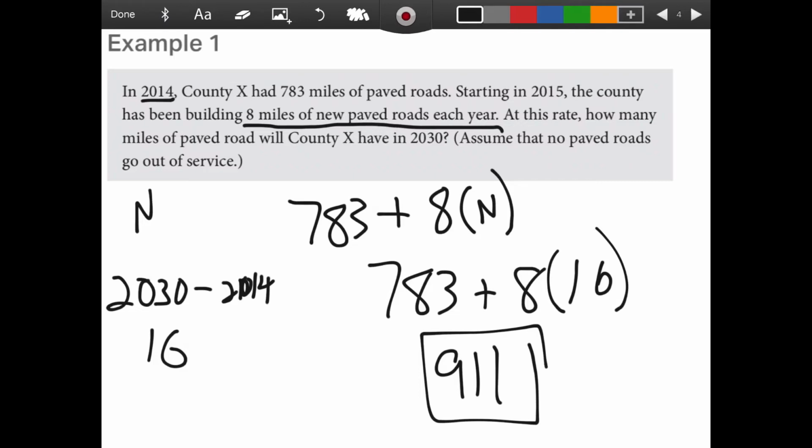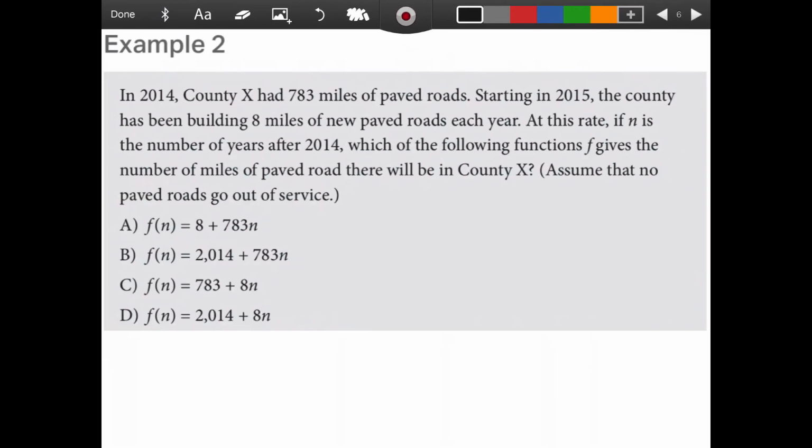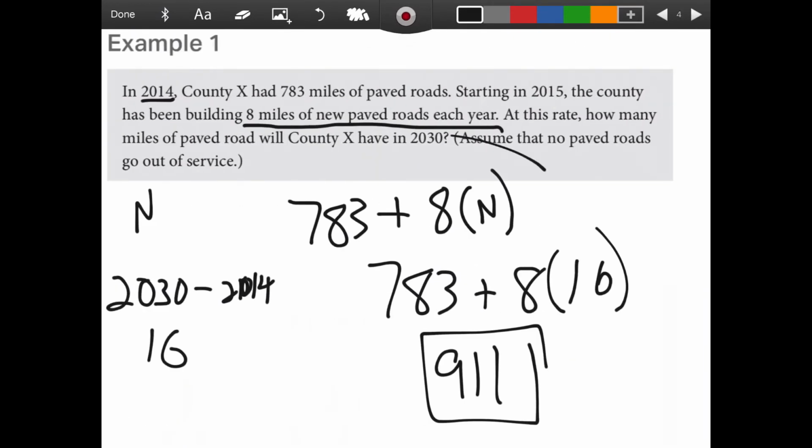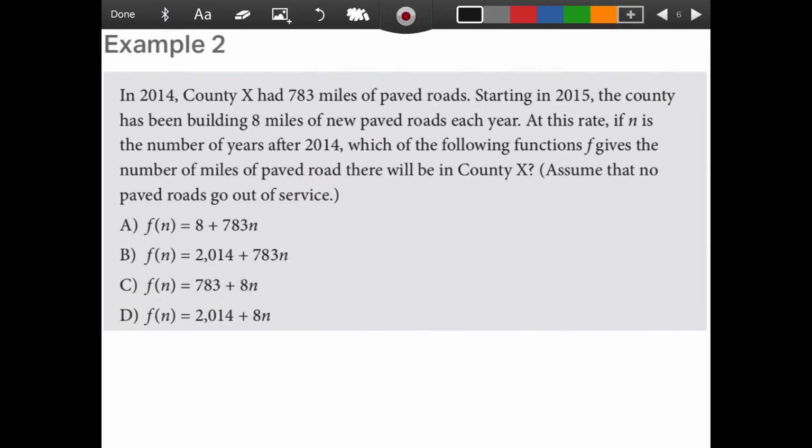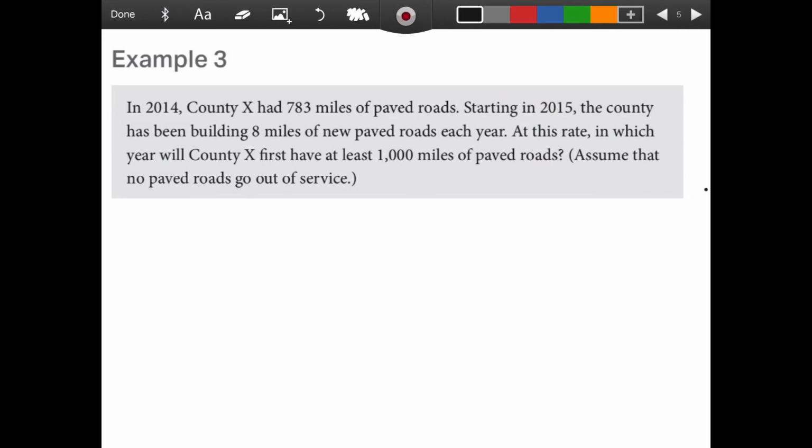And now what they could ask you to do is to come up with an equation to represent that, which we can see here. Like in this problem, I had 783 plus 8n, and it's going to be the same here. So this would be choice C. Building off of those examples, we have a similar problem, but here it's asked in the break-even form.